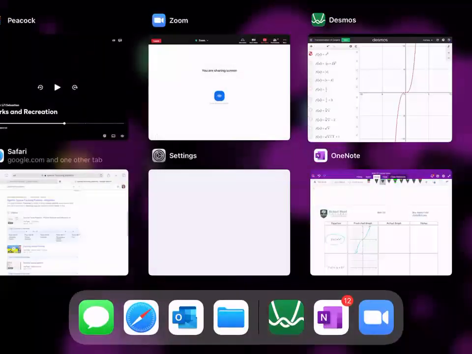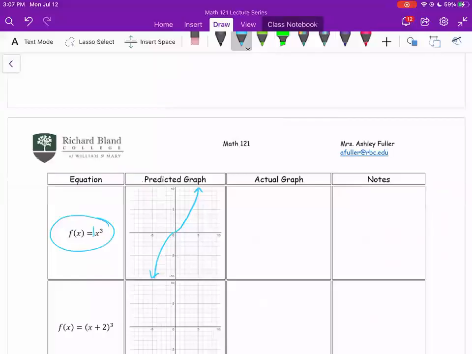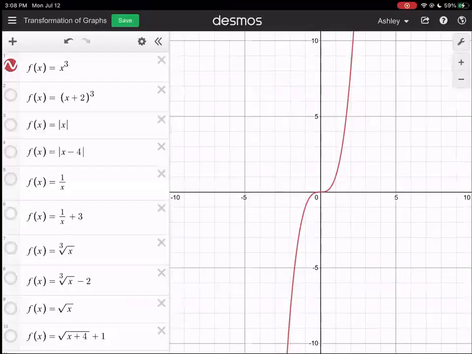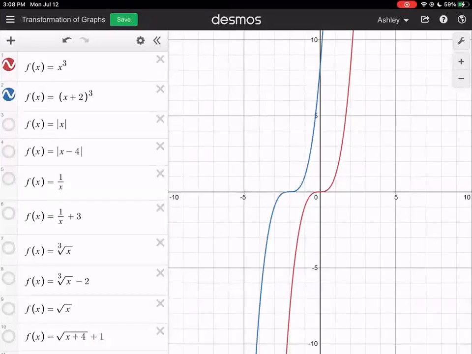But then what we want to do is deal with what's inside parentheses here. When it's inside parentheses, it shifts to the left or right, and we always do the opposite of what's in parentheses. So here we're going to take this point and we're going to shift it to the left 2, but then it's going to keep the same general shape. And again, if you go back to Desmos, you can click on that second graph there, and it does indeed shift to the left.